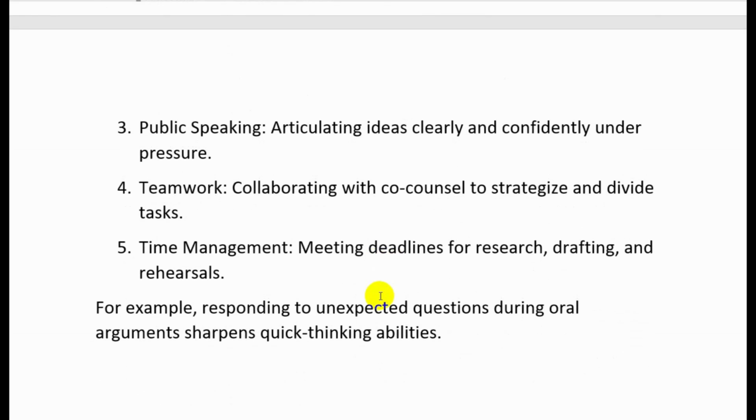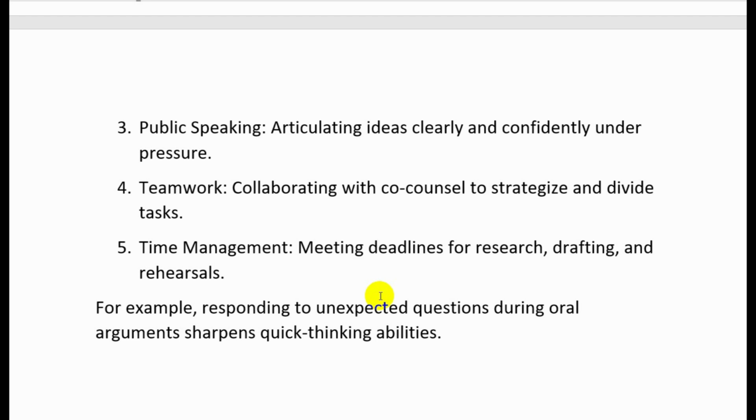Public speaking. When we participate in the moot court, it will help us to speak in front of fellow students, the public, and the professors, and that will help us articulate and present our ideas very clearly and confidently under pressure. So this will definitely help us in public speaking.